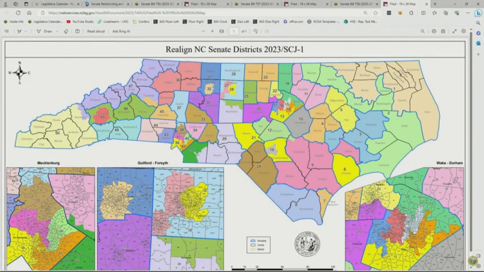Senate District 6 is unchanged from the previous map, created by the base county grouping map, Onslow County. The incumbent in Senate District 6 is Senator Lazzara from Onslow.